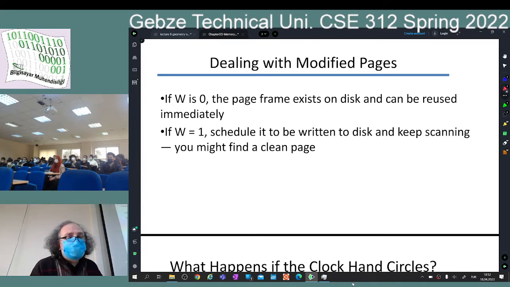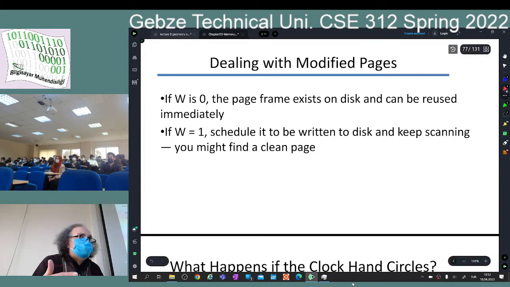Modified pages: the W bit, or M bit. If W is 0, then you don't have to write it back to the disk. You just replace that page and use it. If W is 1, it has to be written back to the disk. Don't wait until it is written.